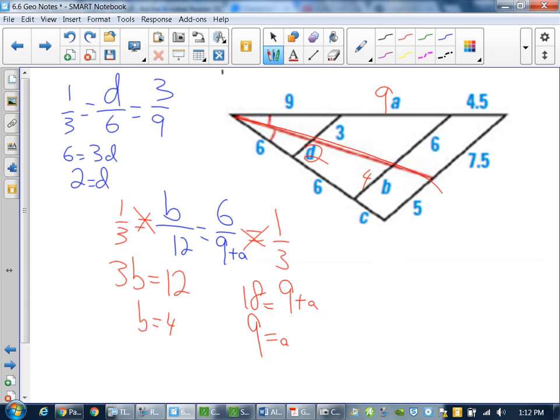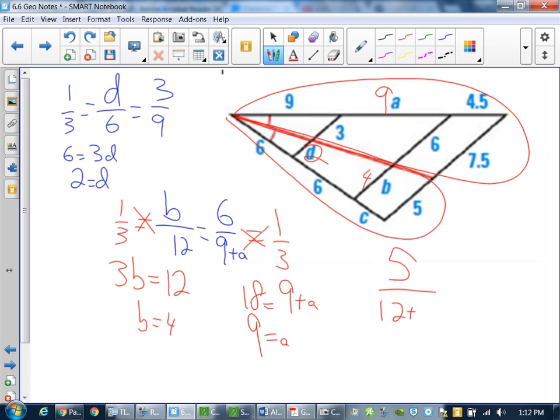Go out and around, out and around. 5 over 12 plus c, because we have 6, 6, and c. On the other side, it is 7.5 over 9, 9, and 4.5. 18 and 4.5 is 22.5.